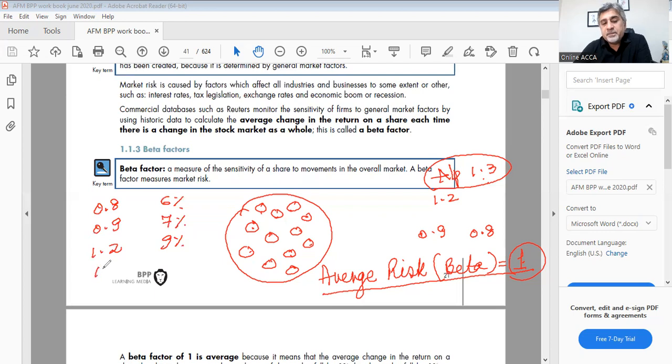And a company with a beta value of 1.3 should be offering a return of 11%. So if you want to invest in this company, investors are expecting 11% return. If you invest in a 0.8 beta, which is probably the supermarket, you might be happy with 6% return. See, remember, investors' expectations change with the nature of the project.